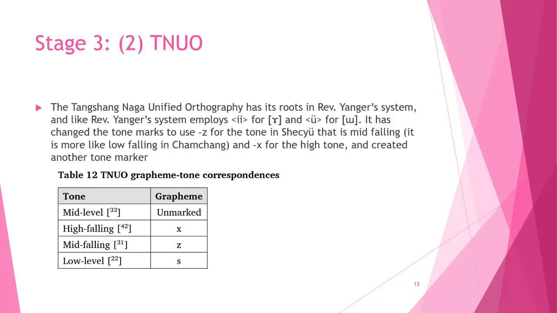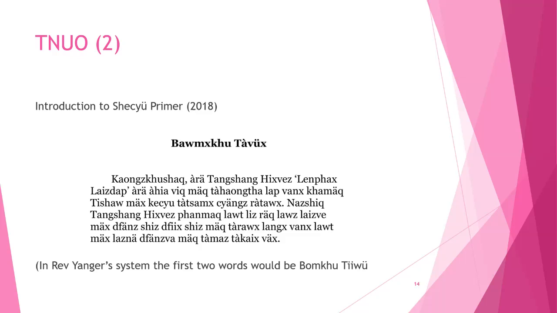But it's changed the tone marks to use Z for the low tone, that is actually mid-falling in Shetu, but low-falling in Champang, and X for the high tone, and created another tone marker for some other varieties. It's not the case that all Tangsa languages have just the tones mentioned in that table, but it works for at least the ones that the creators were most familiar with.